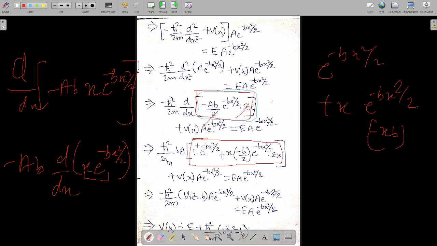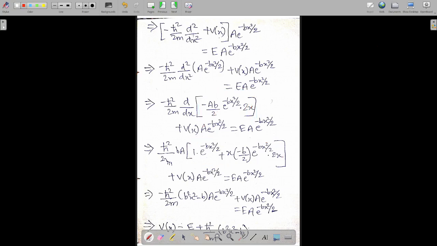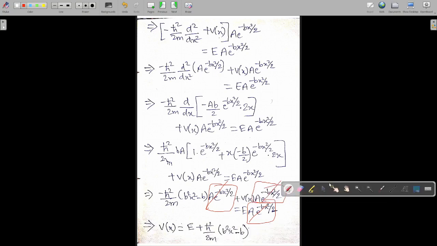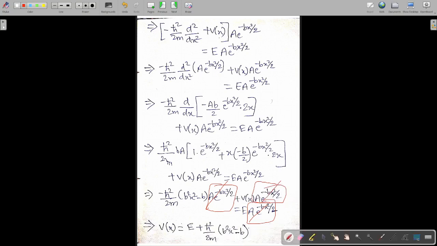I have explained each and every step over here, and after that you go on solving it mechanically. You will obtain this thing, and you will realize that A b e to the power minus b x square by 2, A e to the power minus b x square by 2, all these things will be cancelled out. So you are basically left with this thing in the last.